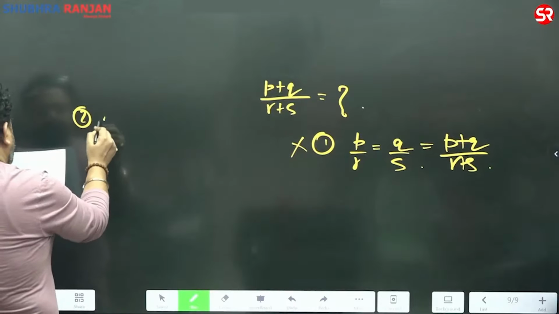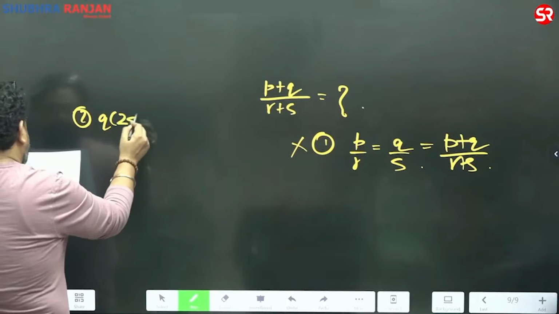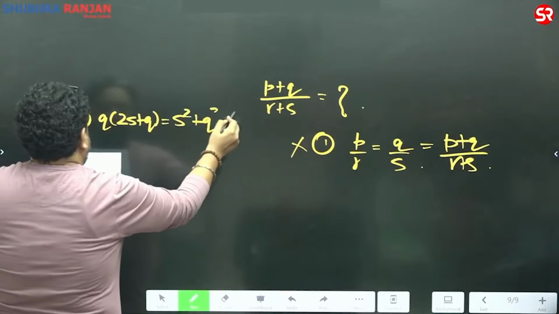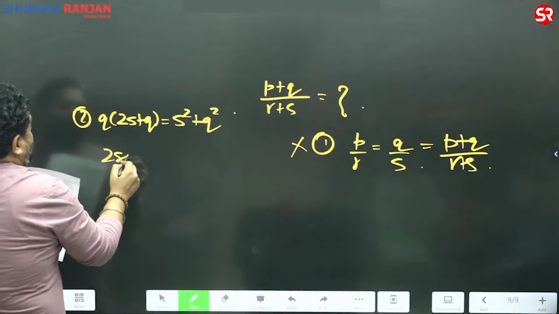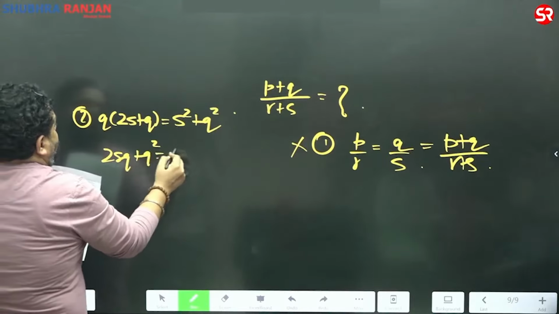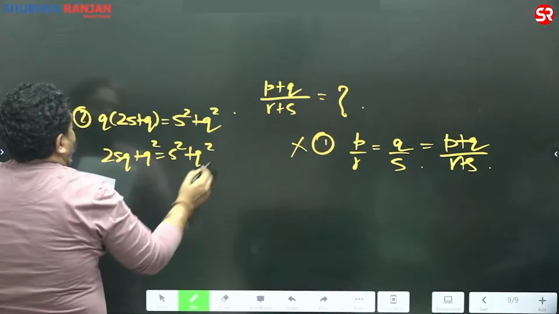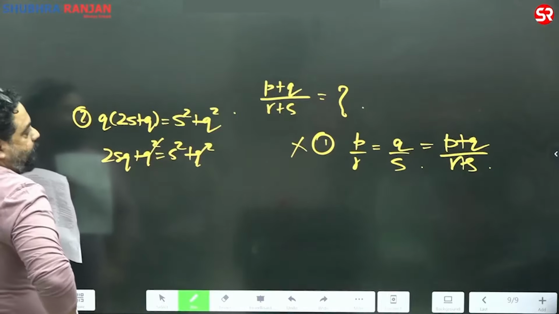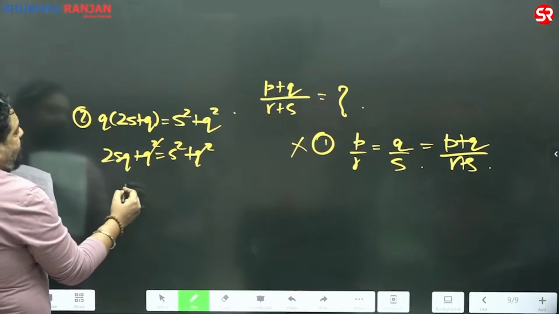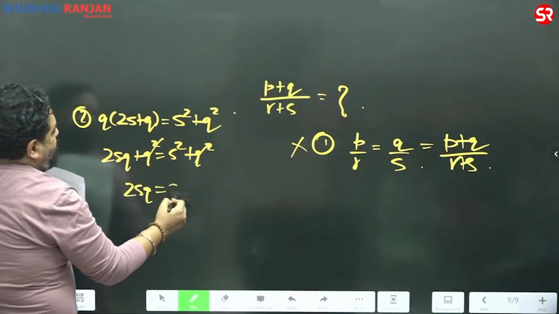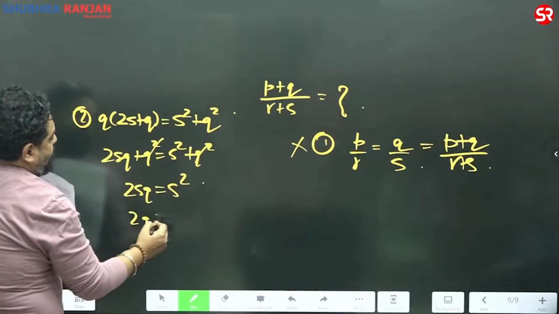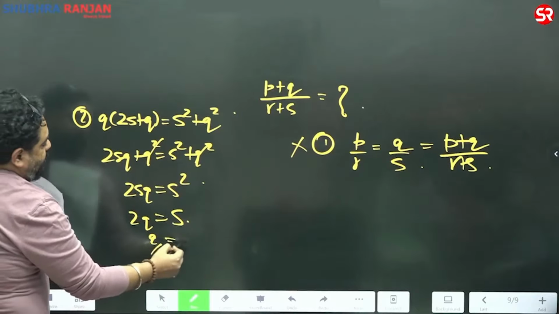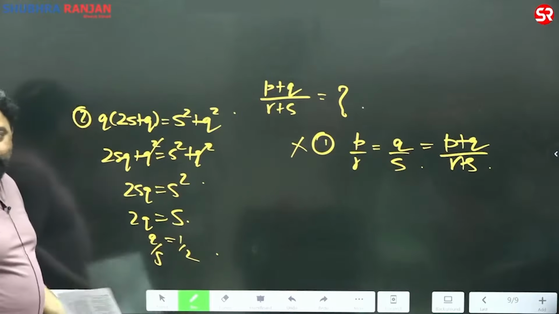he says Q upon S... 2S plus Q is equal to S square plus Q square, which means 2SQ plus Q square is equal to S square plus Q square. Cancel. Right? Which means 2SQ is equal to S square, which means 2Q is equal to S, which means Q upon S is equal to 1 by 2.